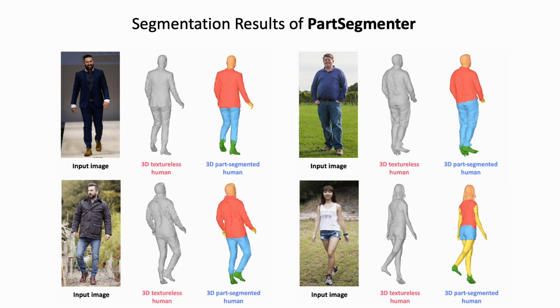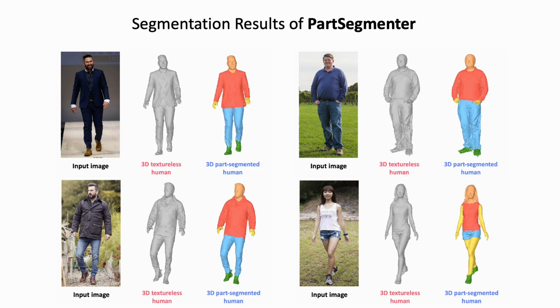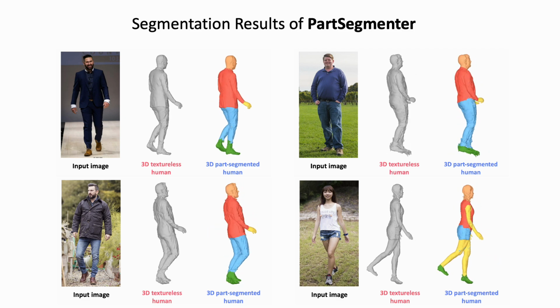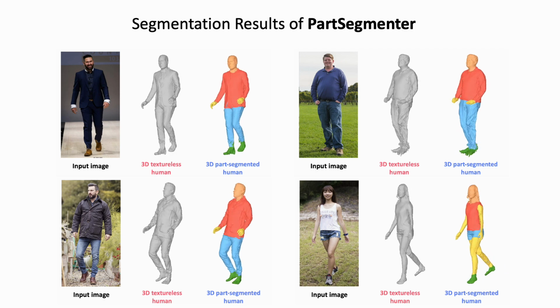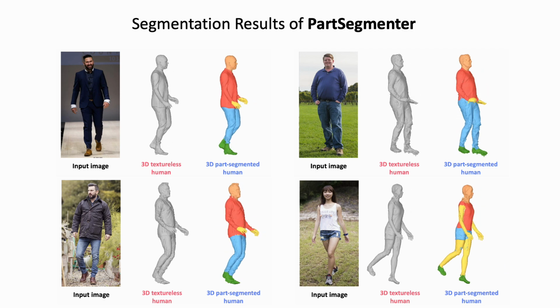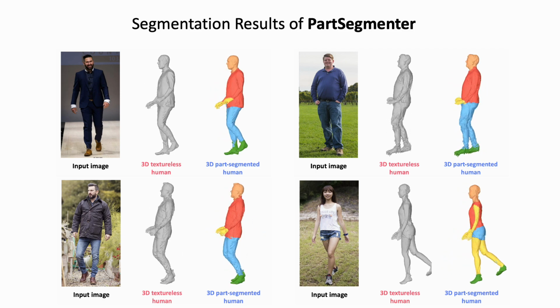As a result, Part Segmenter predicts part consistent and reliable 3D segmentations. These 3D part segments are utilized as key guidance for the next stage, human texturing.